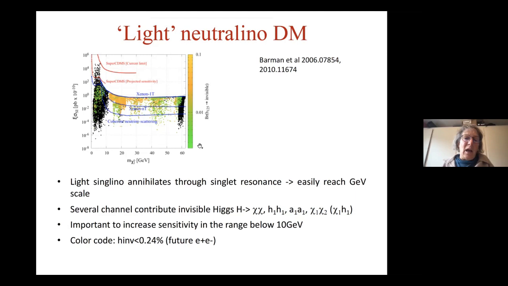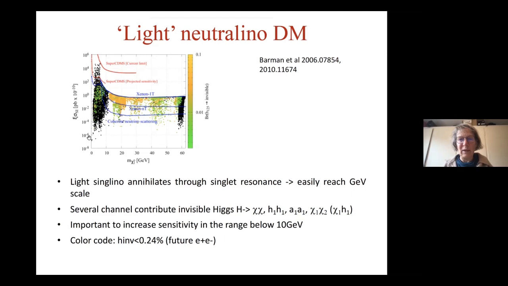So here the color code shows the invisible width, including all these intermediate states. And the color code is such that black is all the points where the invisible Higgs branching is less than 0.24%. Why did we choose this value? Because this is the value that is projected to be measurable at a future e plus e minus collider. So it means that some of these points are reachable through a measurement of the invisible Higgs, but some are not. So there are still issues on how to probe these very light neutralinos.